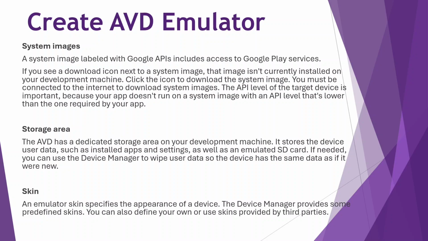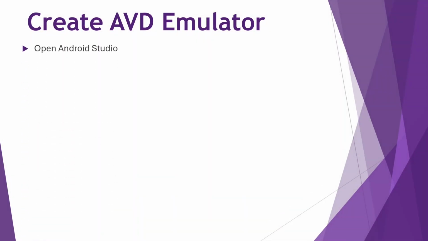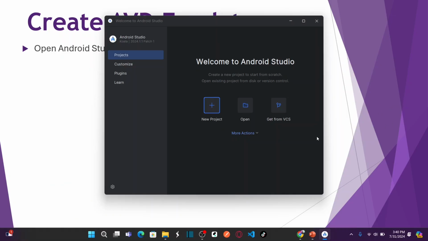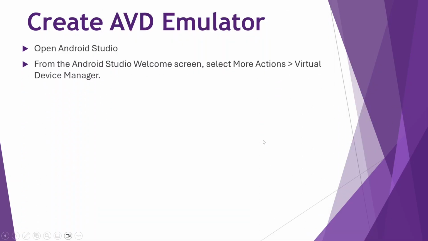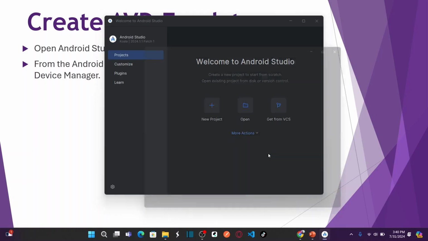Now that we understand the concepts of the AVD emulator and the different configuration parameters involved while creating it, let us see step by step how we can create an AVD emulator in Android Studio. First step is we need to open Android Studio. I've already opened Android Studio here. Then from the Android Studio welcome screen, select More Actions and Virtual Device Manager. So here you have to select More Actions and select the option Virtual Device Manager.